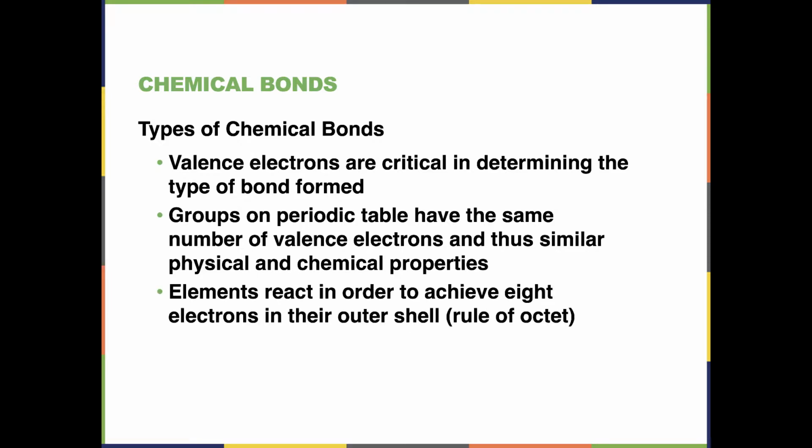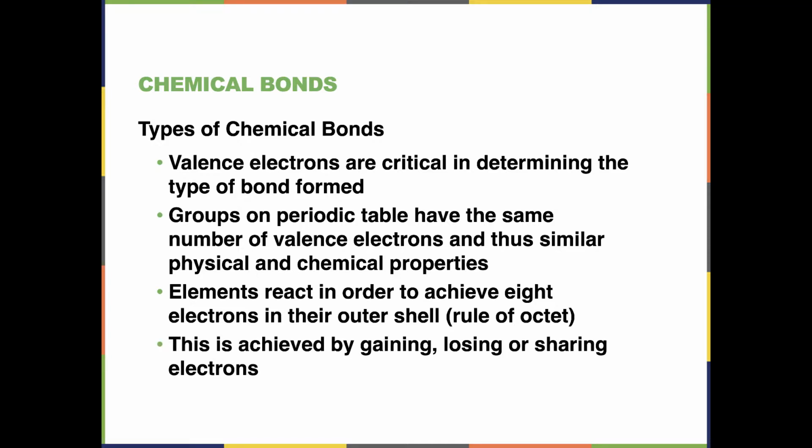Elements react in such a way as to achieve 8 electrons in their outer shell, and this is called the rule of octet. This is only different for an element like hydrogen, which only has 1 electron and then adds an electron in order to get 2 in its outer shell, or loses an electron in order to have none. And this rule of octet, or 8, in the outermost shell is done by either gaining, losing, or sharing electrons.